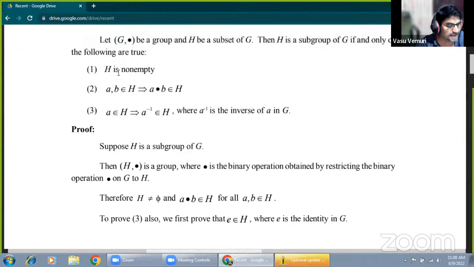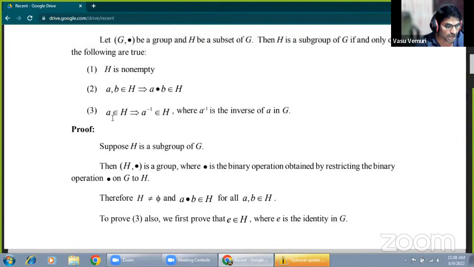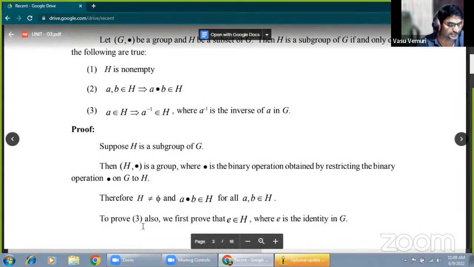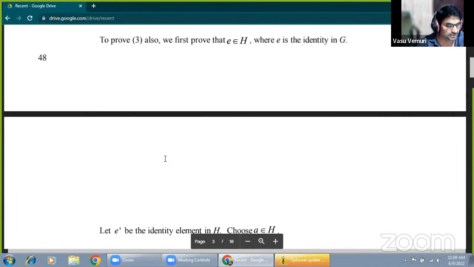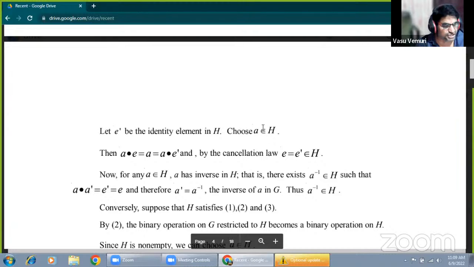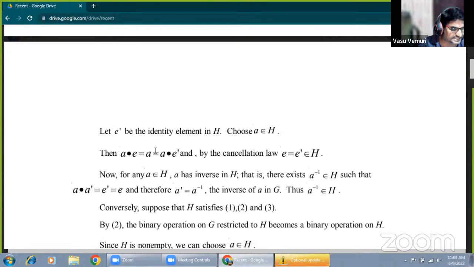H not equal to phi means it consists of some elements. A, B belongs to H and AB belongs to H. This is the closure condition. Now, the inverse element is completely based upon the identity property. That is G3. The identity element in capital G is also in H. Here E dash is the identity in H. Choose any one element A: A into E dash equals E dash into A equals A. By the cancellation law, E equals E dash. That is the left cancellation law.